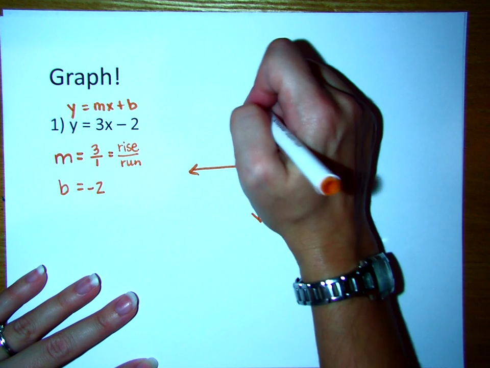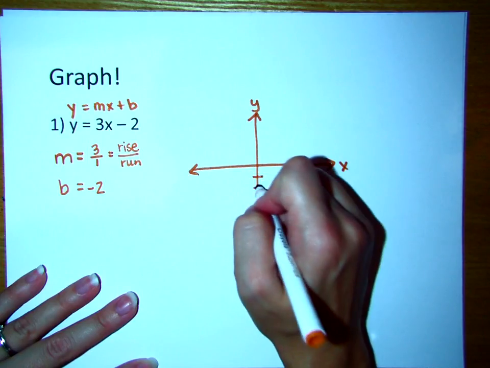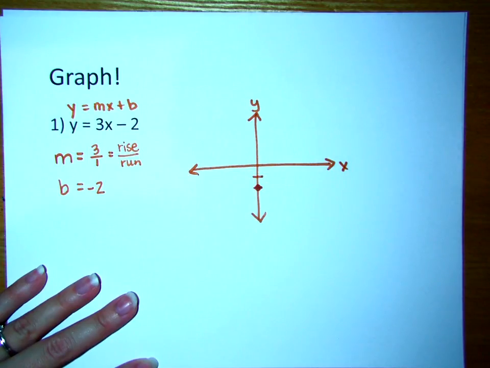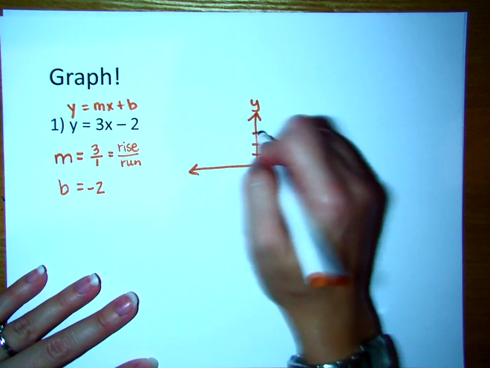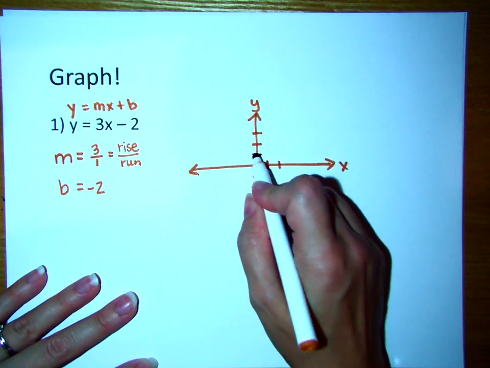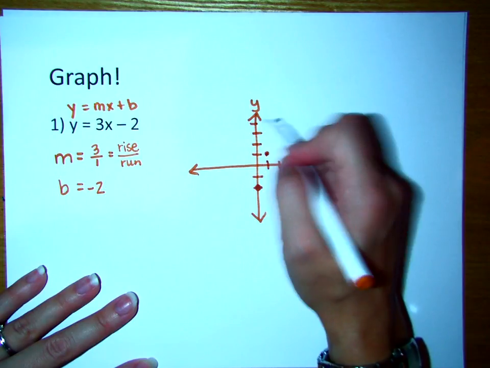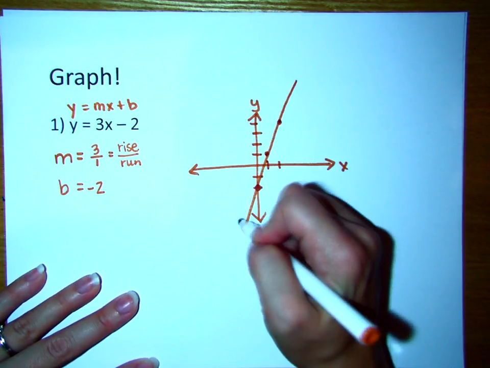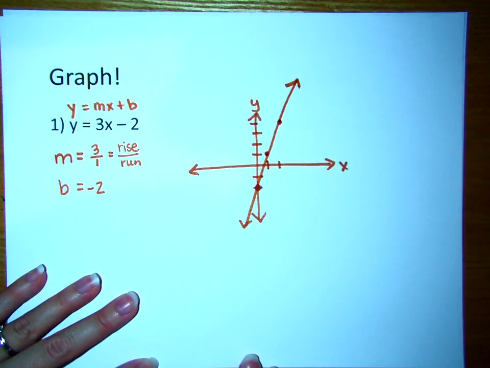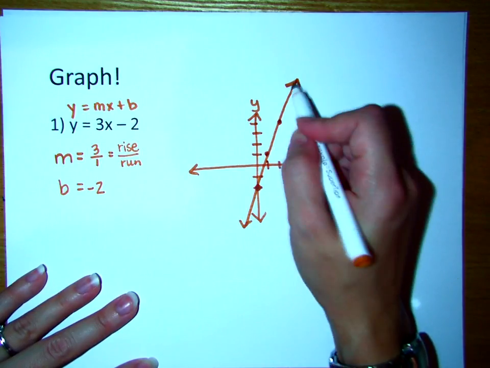So here is my y, here's my x. Always starting here, we're going to begin on negative 2. And from here, we're going to rise 3, and we're going to run 1. So we rise 1, 2, 3, run 1. We can do it again. We can rise 1, 2, 3, run 1. What you should get is a straight line that goes through this. Pardon me, I'm not using a straight edge. But you can keep going with that rise 3, run 1, rise 3, run 1, all the way up.